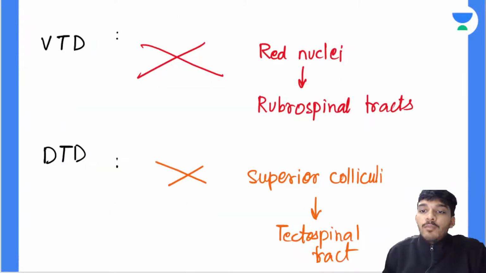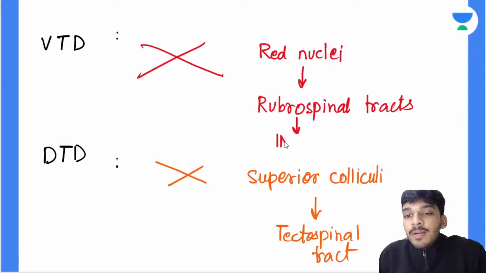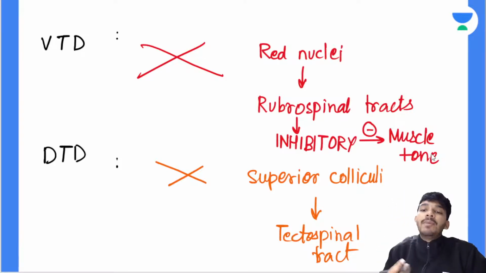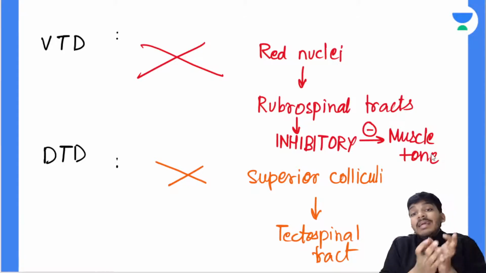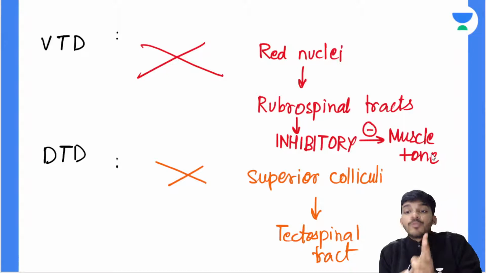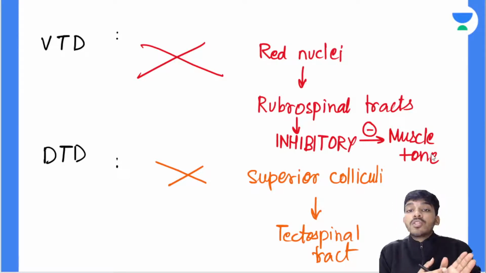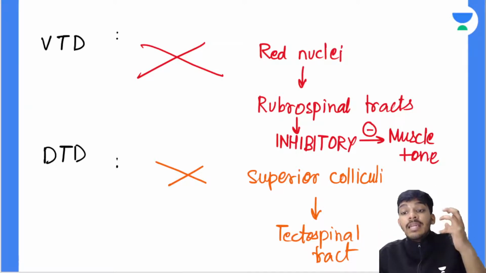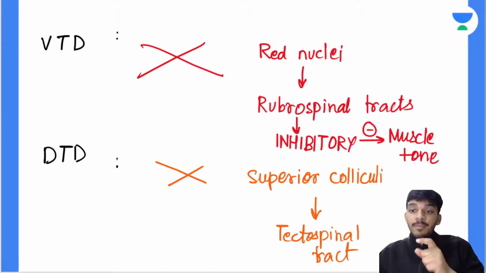Along with this, there is one more point you should remember: the rubrospinal tract has an inhibitory influence on muscle tone. For example, if I cut the rubrospinal tracts, what will happen? There will be spasticity because the inhibitory influence is gone, so muscle tone will be increased. So please remember, the rubrospinal tract is inhibitory to the muscle tone. Very important for you to remember.